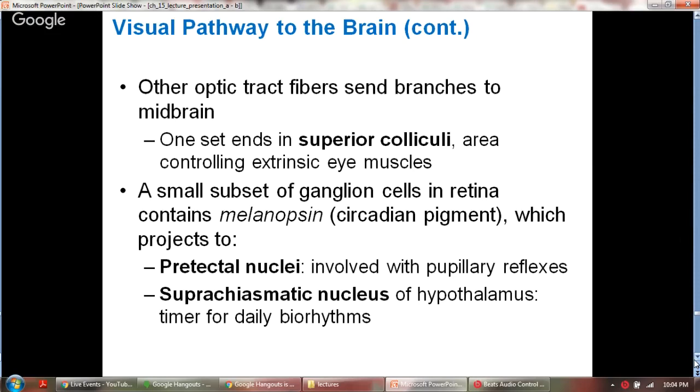Other optic tract fibers send branches to the midbrain. One set ends in the superior colliculi, which is an area controlling the extrinsic eye muscles. A small subset of ganglion cells in the retina contains melanopsin, which projects to the pretectal nuclei and is involved in the pupillary reflex. The suprachiasmatic nucleus of the hypothalamus is the timer for the daily biorhythms.